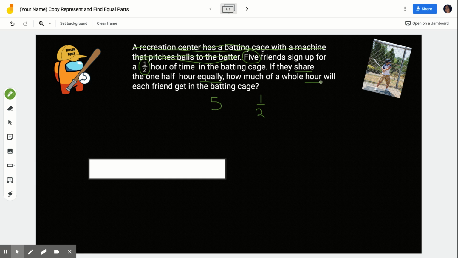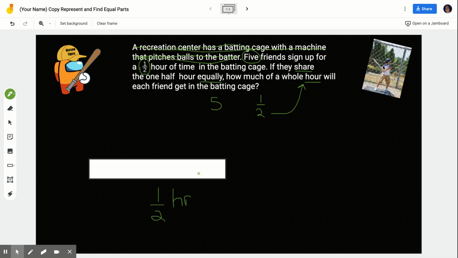Okay, one last important piece of information, that is, what is the question asking us? That is asking us what each friend, or if they rent that batting cage for 1/2 hour, how much will each of the 5 batters get out of the whole hour? So even though we're dividing or sharing equally time from that 1/2 hour, really we're solving for 1 whole hour. So let's start here with our model with the 1/2 hour. So this part of our model is going to represent 1/2 hour.